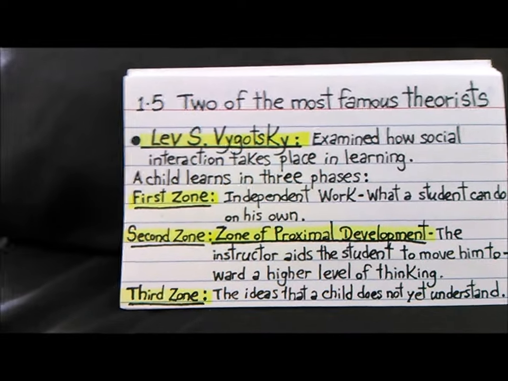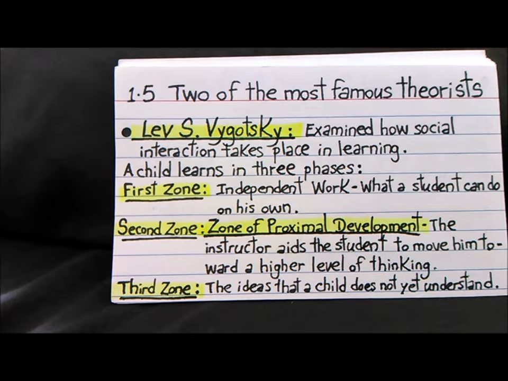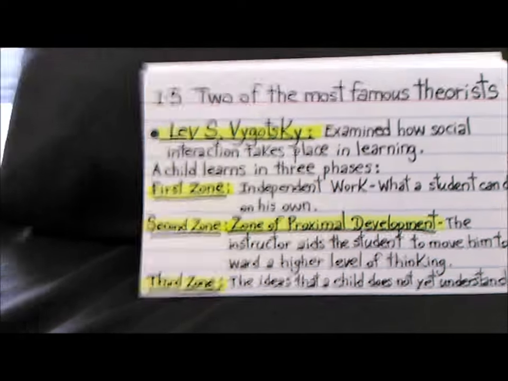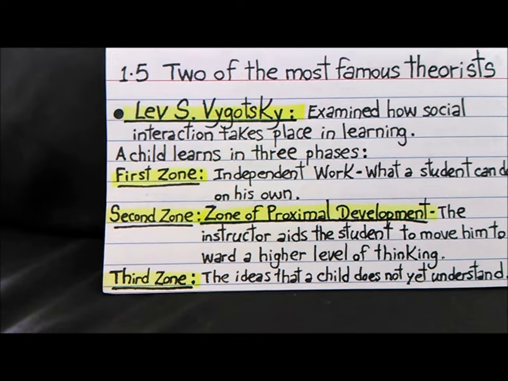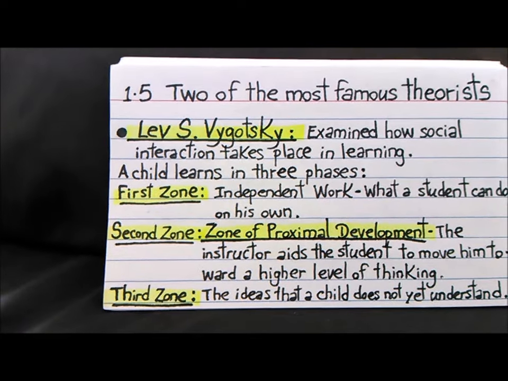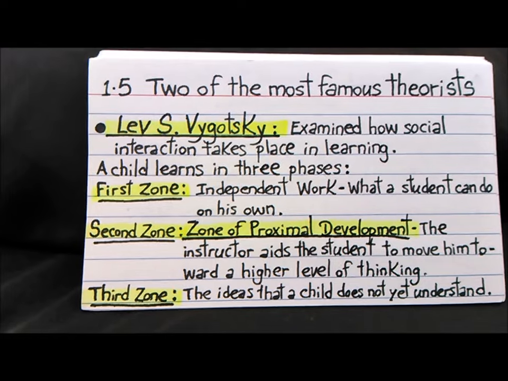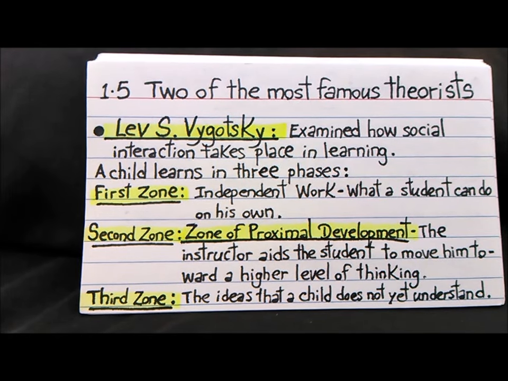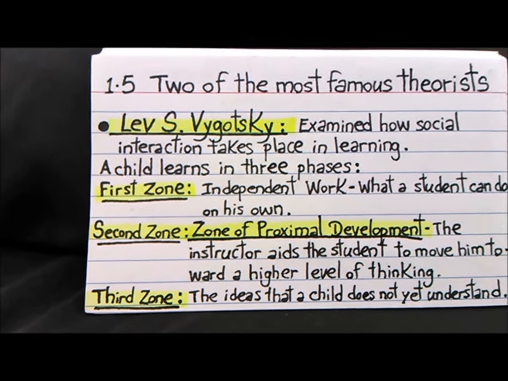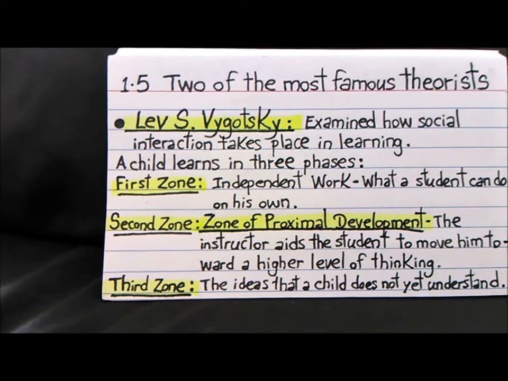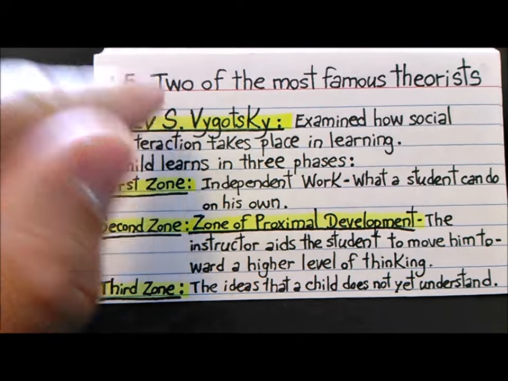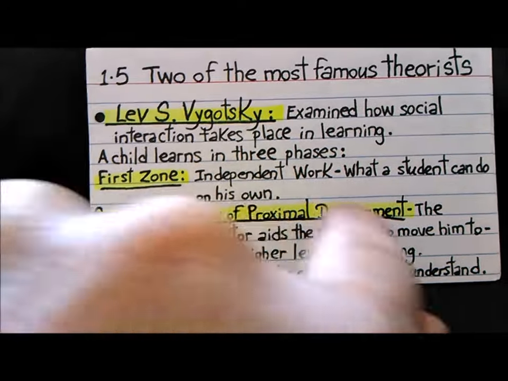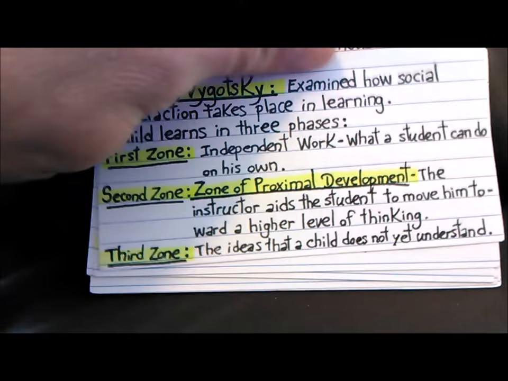The first zone is independent work, what a student can do on his own. The second, and this one is important, is the zone of proximal development. The instructor aids the student to move him toward a higher level of thinking. And the third zone is the ideas that a child does not yet understand. But Lev Vygotsky is most famous for the zone of proximal development.